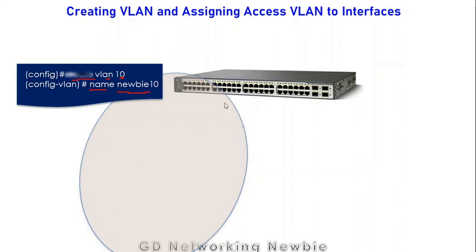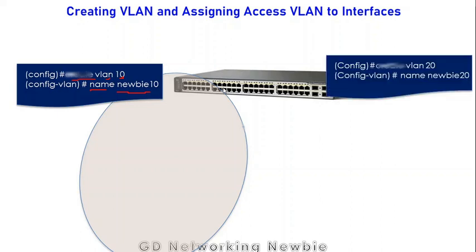So this shaded region shows that we created one VLAN. In the same way, for another VLAN, by using the same command, we created another VLAN. So two VLANs have been created by using these commands. Now we need to use some of these ports in VLAN 10 and some of the ports in VLAN 20.